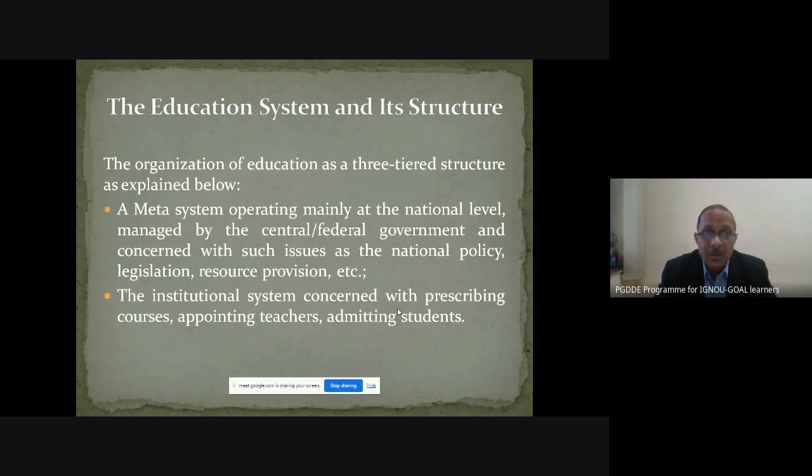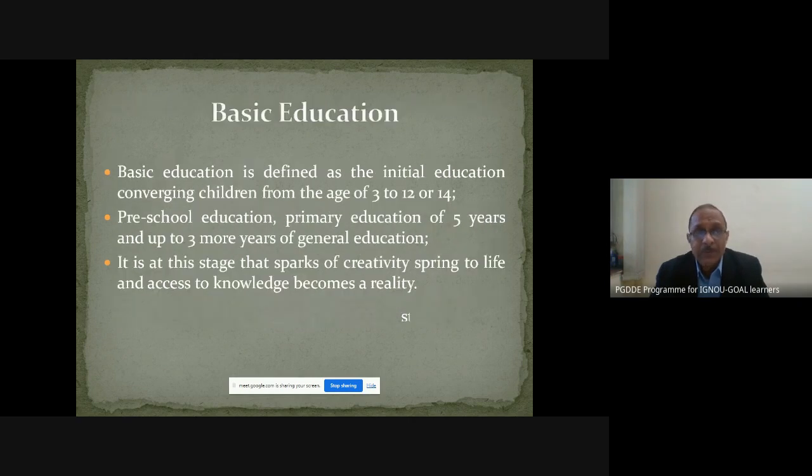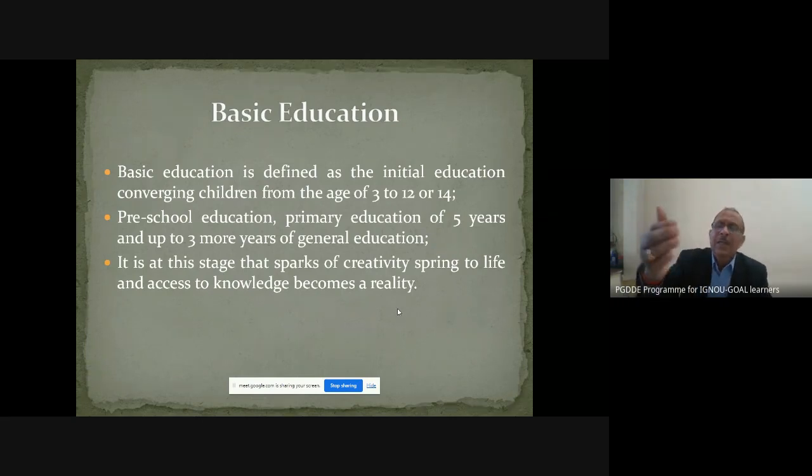The institution is concerned with prescribing courses. Suppose in my college, what to teach or not to teach is decided by my college authorities. In my university, what to teach is the responsibility of the university agencies. Prescribing courses and appointing teachers are done at the institutional level. And then, of course, there are various levels, starting with basic education. In our country, and in some countries, it covers children from the age of 3, in some cases 4 or 5, and it varies from country to country. Whatever the case, it is called basic education or preschool education, then primary education of 5 years, and if you add 3 more years, that is middle education. That may slightly vary from country to country.